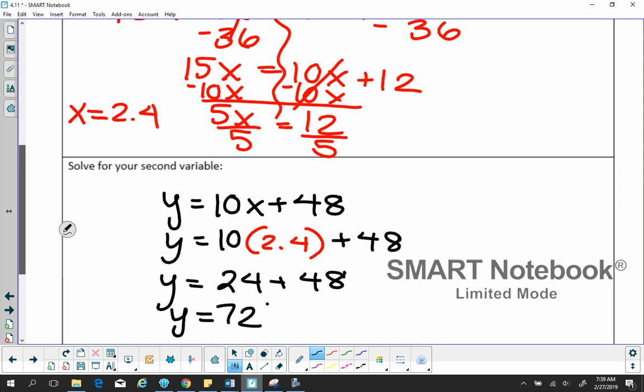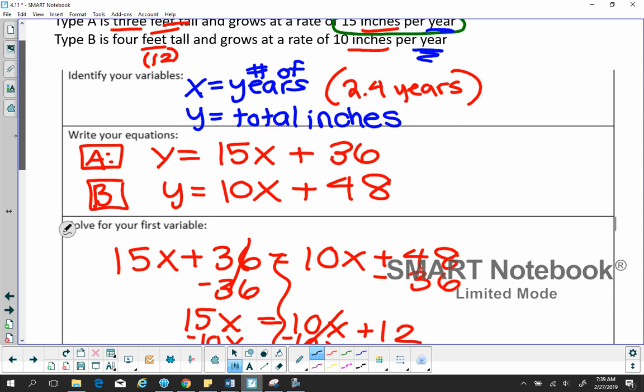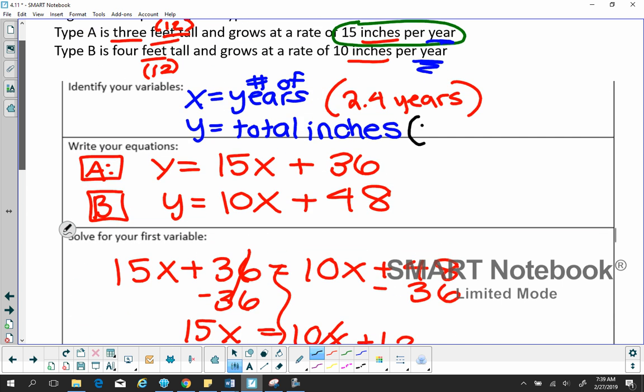72. And so that means when I go up here, the total inches in 2.4 years will be the same, which will be 72 total inches. Does that make sense how we solve those? Cool. So this morning, we're either going to do slope intercept form like that, or we're going to be doing substitution.